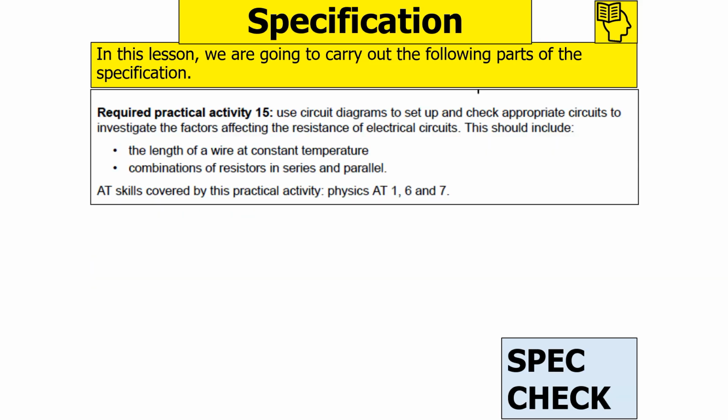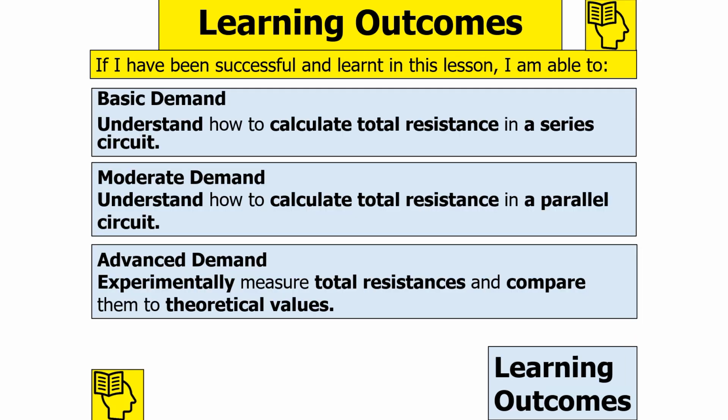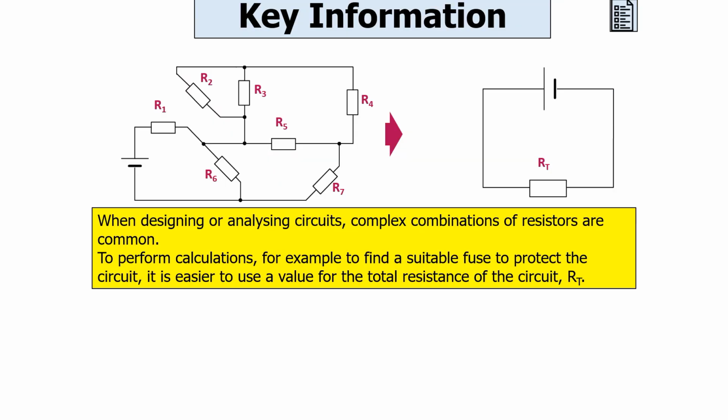In this lesson, we're going to look at the following part of the GCSE AQA physics specification: Required Practical Activity 15, looking at combinations of resistors in series and parallel. So, what do we know when we're looking at the total resistance in series and parallel? When designing or analysing circuits, complex combinations of resistors are common. To perform calculations, for example to find a suitable fuse to protect a circuit, it's useful to find a value for the total resistance of the circuit.